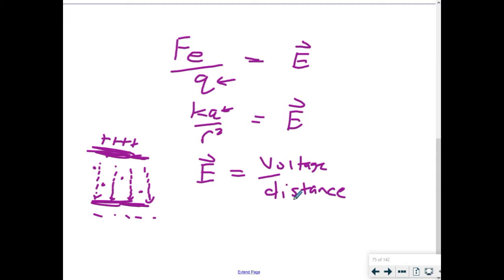The distance in this formula is not how far the object is away from the plates. It's how far the plates are away from each other. The further away these two plates are from each other, the lower the field.